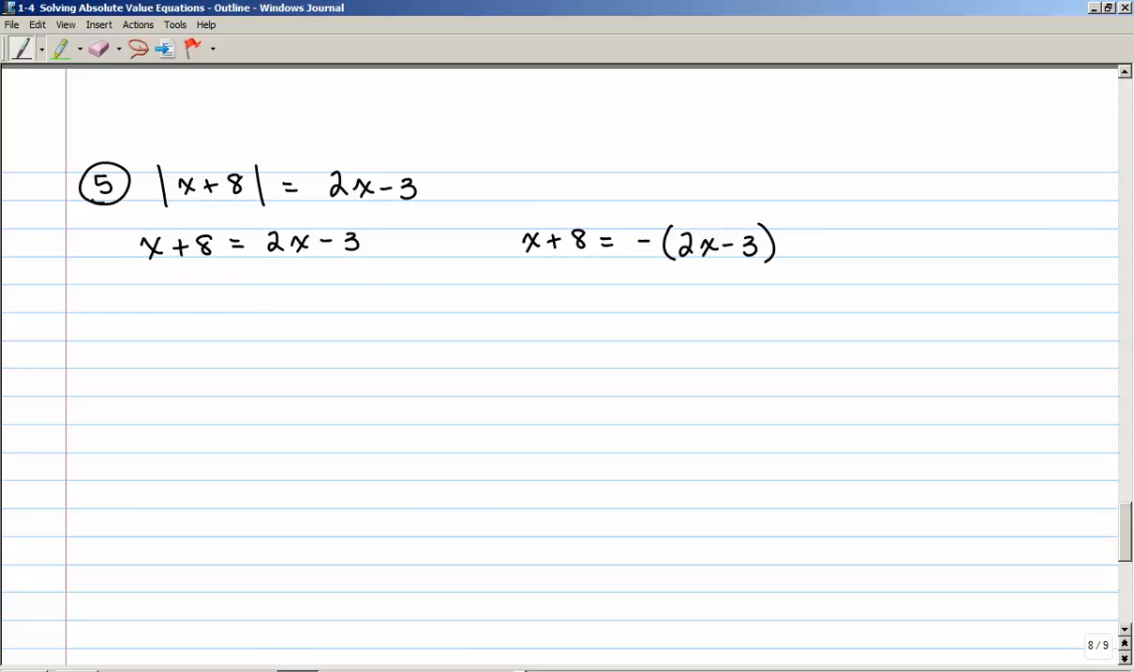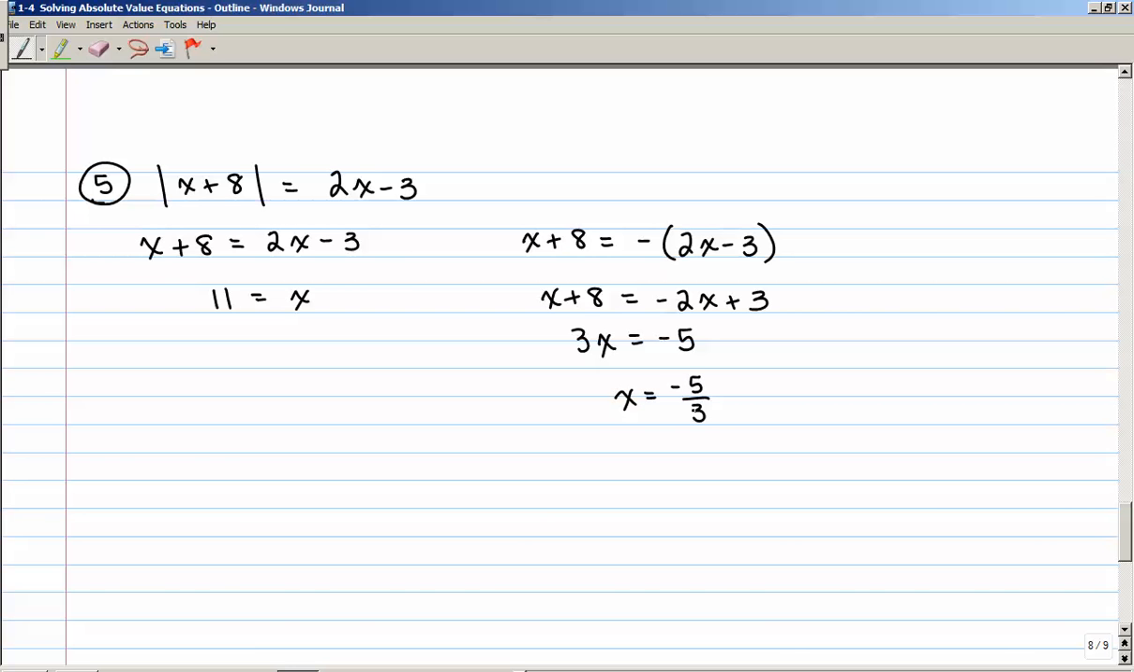But let's go ahead over here and solve. If I subtract x from both sides, I'll end up with an x over here. If I add 3 to both sides, I'll end up with an 11 over there. So x is equal to 11. So let's go ahead and do this one. x plus 8 is equal to distributing a negative 1, negative 2x plus 3. I'll add 2x to both sides, and I will subtract 8 on both sides. So x is equal to negative 5/3.